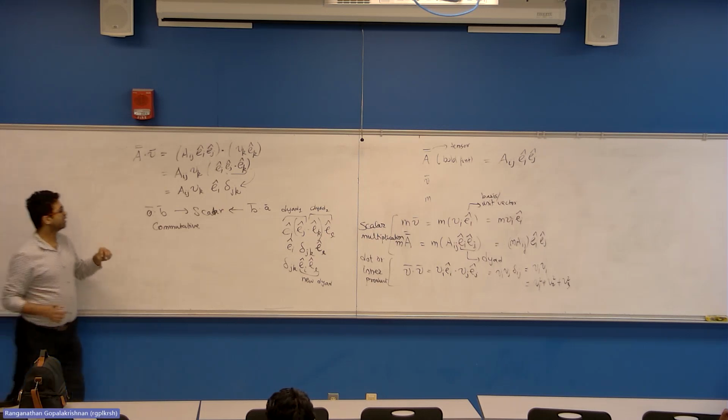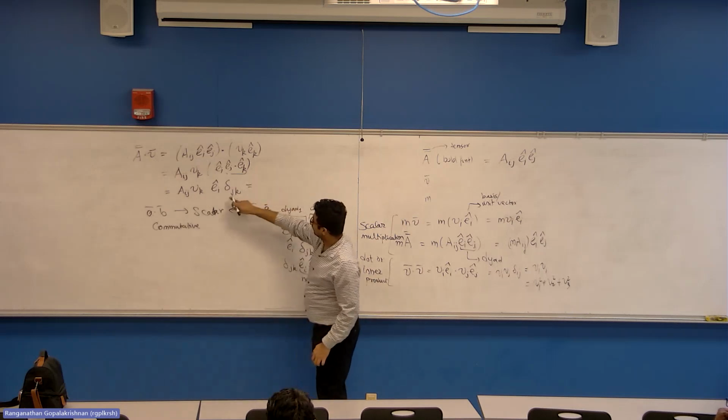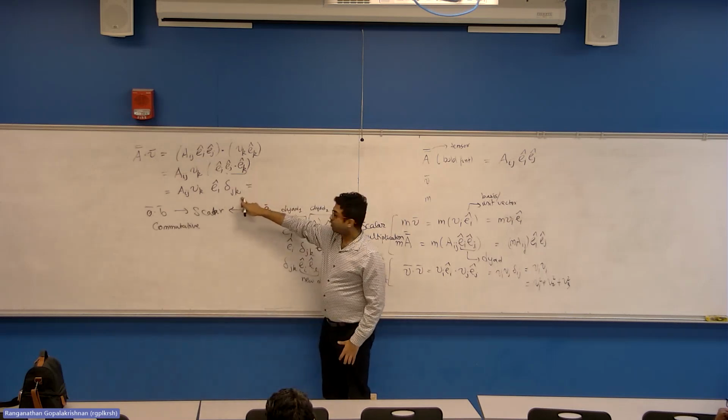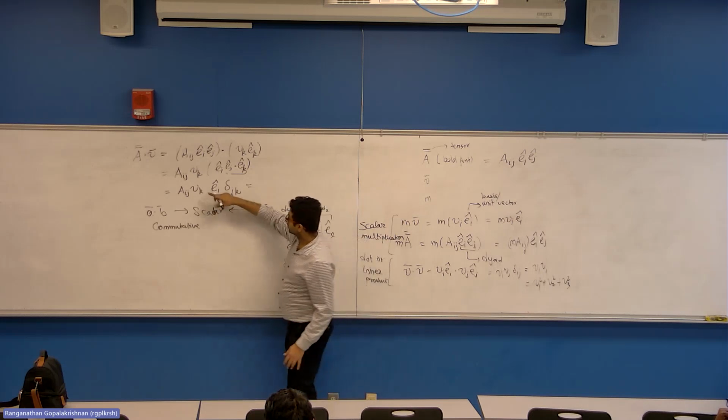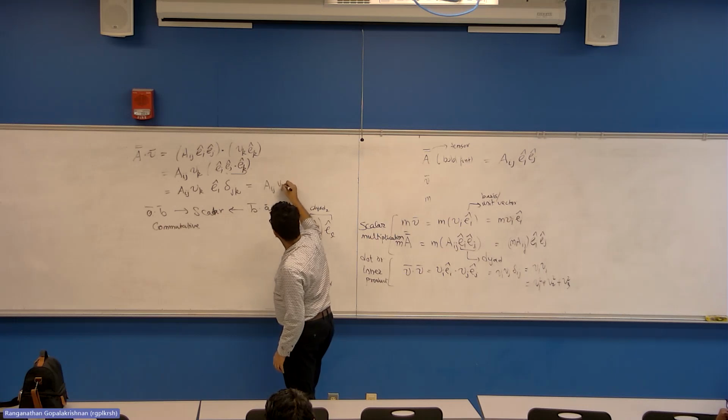Okay, we'll try it. So I have delta JK. The next step is always, if you see a delta function, you can set K equals J or J equals K. That's basically going to reduce. Wherever K appears, replace it with a J. So this is AIJ, VJ, EI.